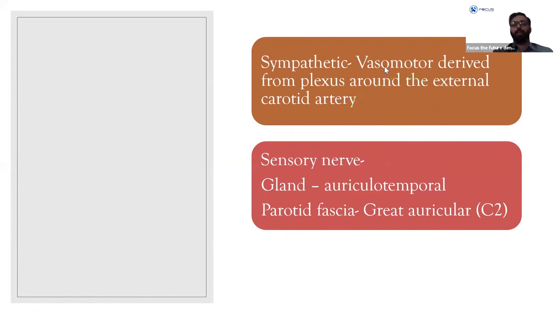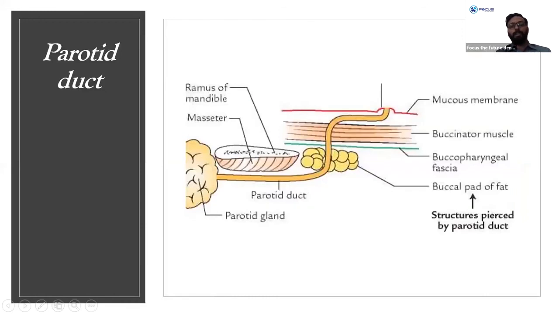Sympathetic vasomotor supply is from the plexus around the external carotid artery. Sensory nerve to the gland is auriculotemporal, and for the parotid fascia, it is the greater auricular nerve, that is C2. Now about the duct. The parotid duct runs anterior to the masseter, and from the front of the masseter it turns inwards and pierces the buccal pad of fat, buccopharyngeal fascia, and buccinator muscle. Then it opens in the mucosa.